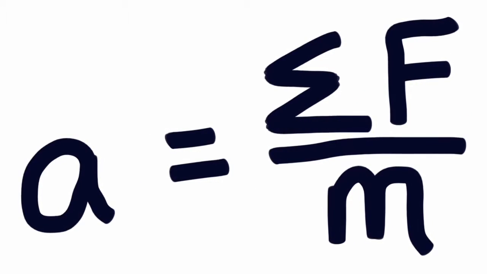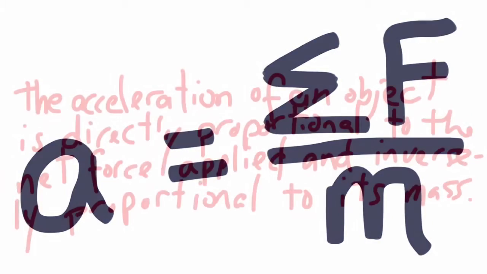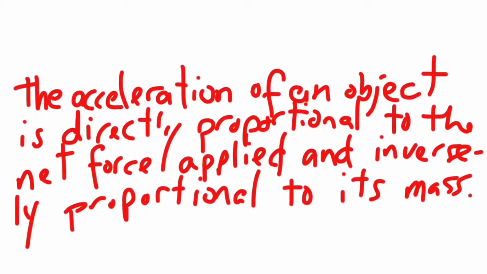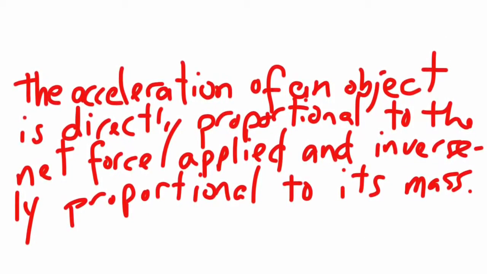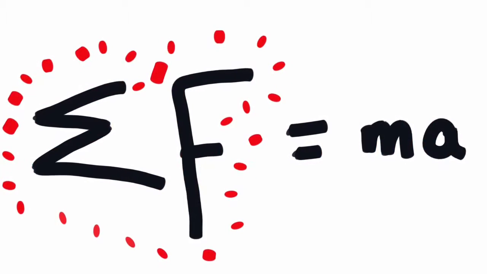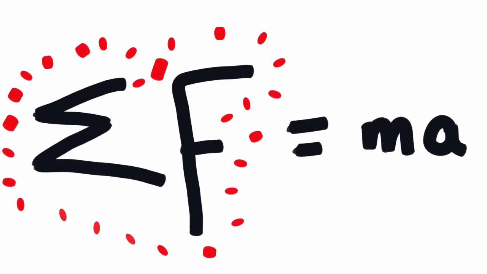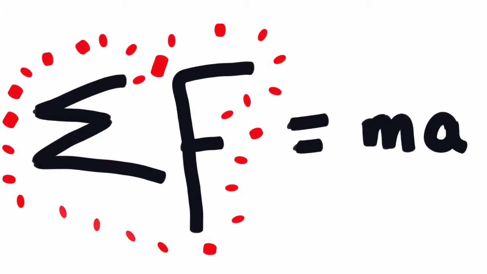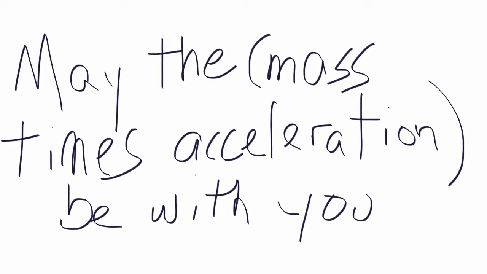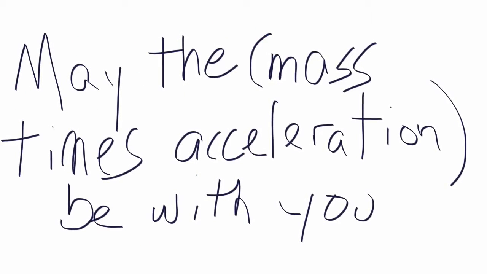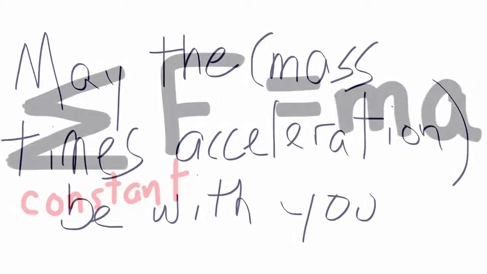That's the equation. The acceleration of an object is directly proportional to the net force applied to it and inversely proportional to its mass. Or you can just write down the equation and remember that it's the net force, not just any force. But since "may the net force be with you" doesn't make any sense, we just forget about the fact that it's the net force in many textbooks.